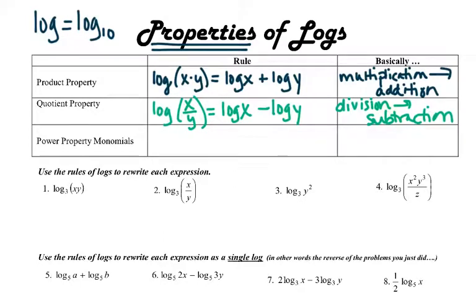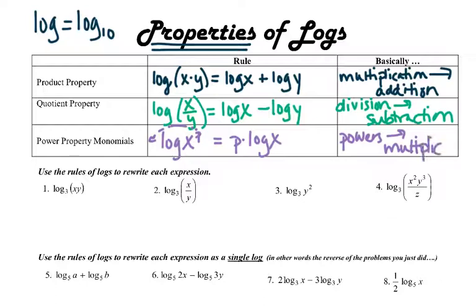Last one is the power property, the log of x to a power p is equal to, that p comes down in front, p times log x. Or powers turn into multiplication. Another of our exponent rules. So these main 3 rules of logs really just echo the main 3 rules of exponents.